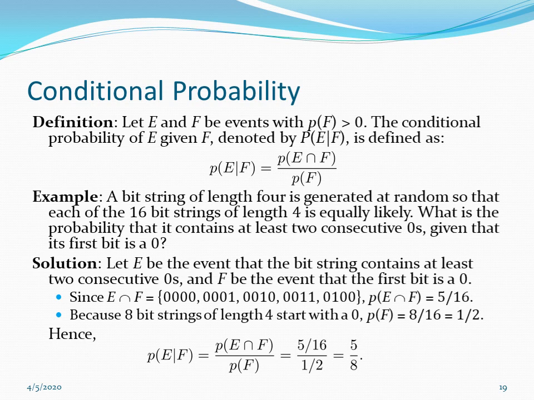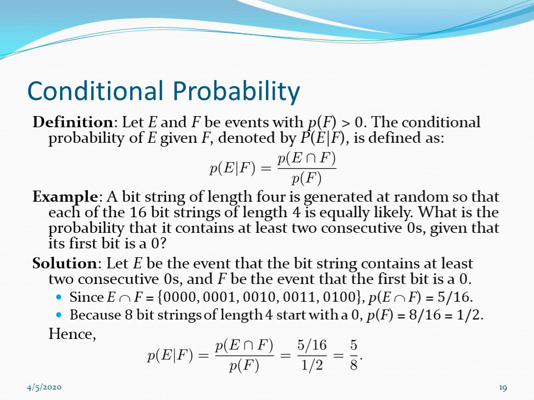Let's start by defining the different events. Here, E is the event that the bit string contains at least 2 consecutive zeros. The condition F is the event that the first bit is 0. What is the intersection? E and F are all those bit strings that have 2 consecutive zeros and start with the digit 0. These are the different bit strings in the intersection of E and F.